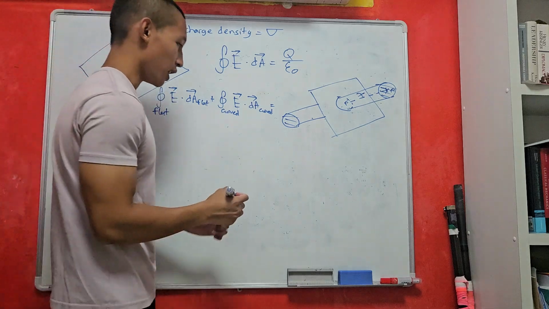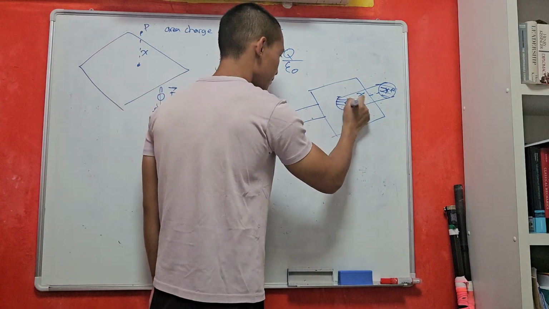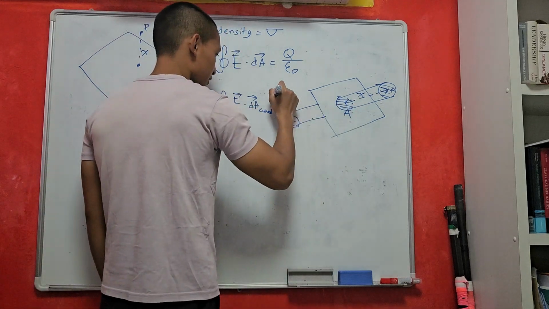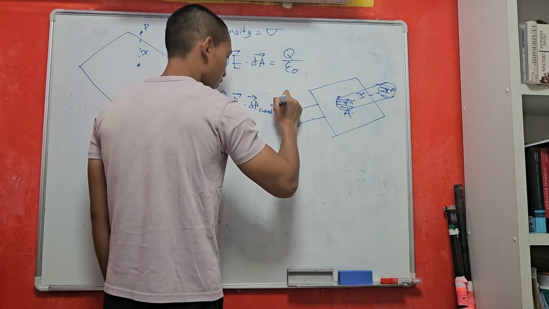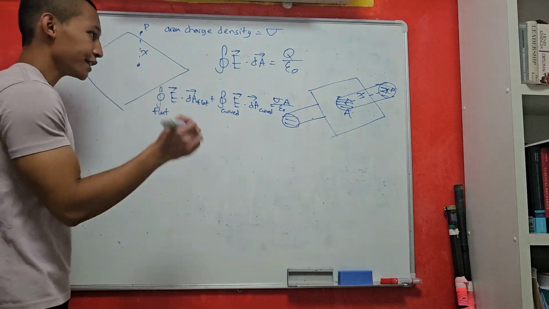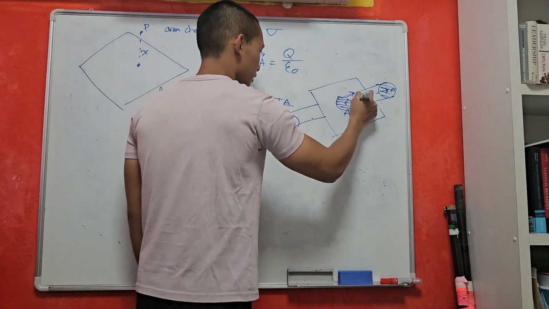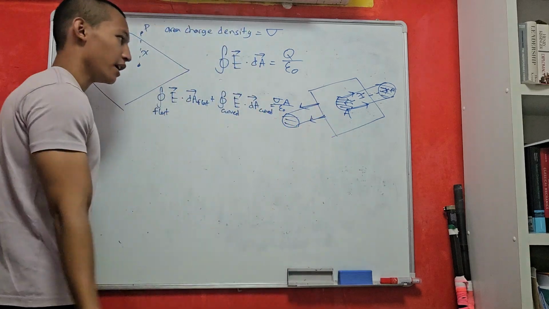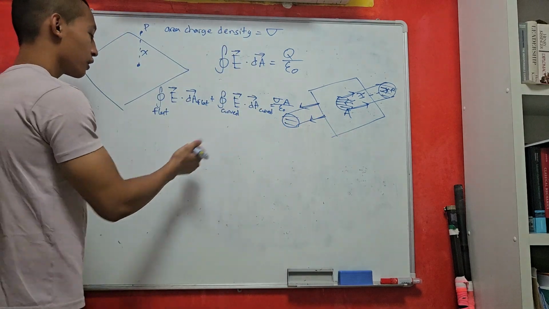So what is the total charge? The total charge is just here on the surface, and we'll call this area A. So sigma A over epsilon naught. Now let's take a look at this. The electric field will be coming out like this, and it is actually parallel to the curved surface.